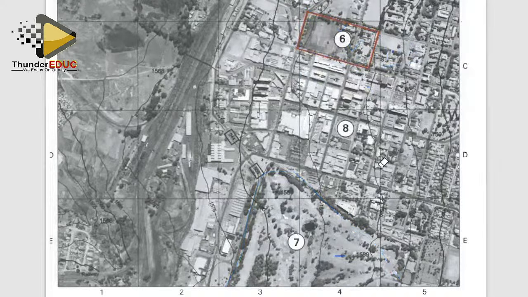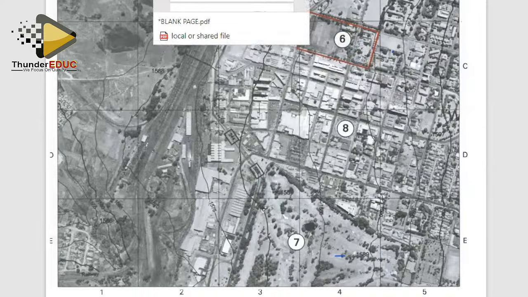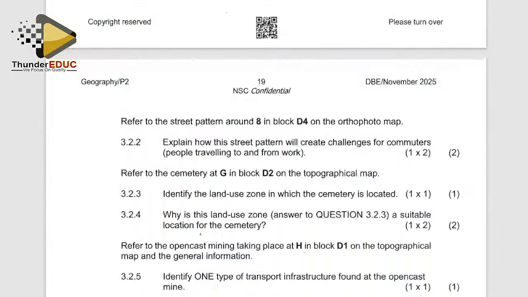The streets are intersecting at right angles. These are going to the northeast. These ones are going to the western side. So it's more of a grid around 8. So how does the grid pattern influence commuters? How are they going to impact people moving to and from work? They are going to impact on the commuters.